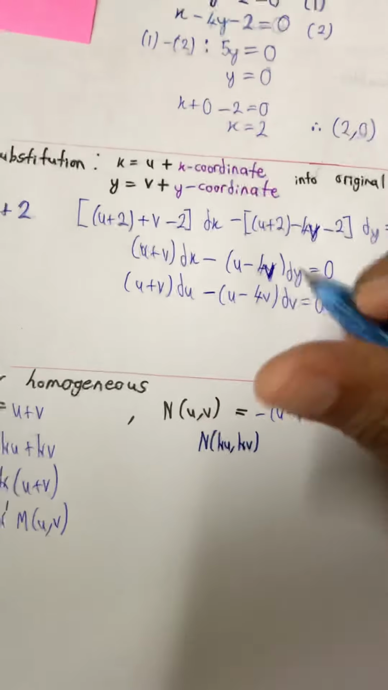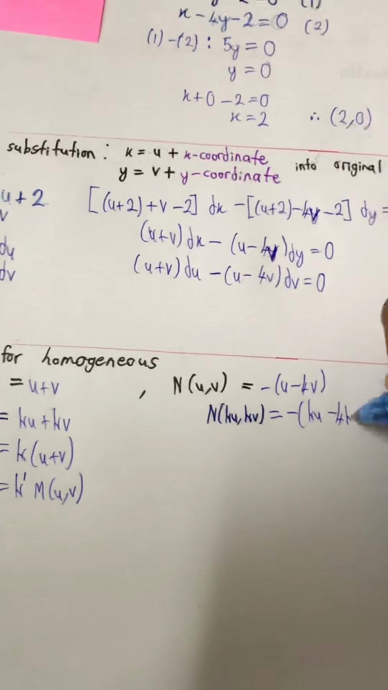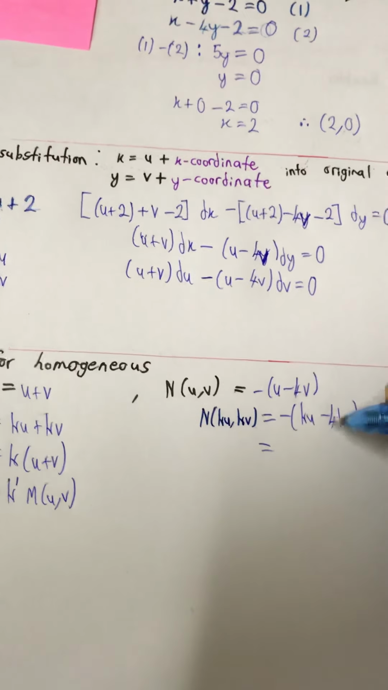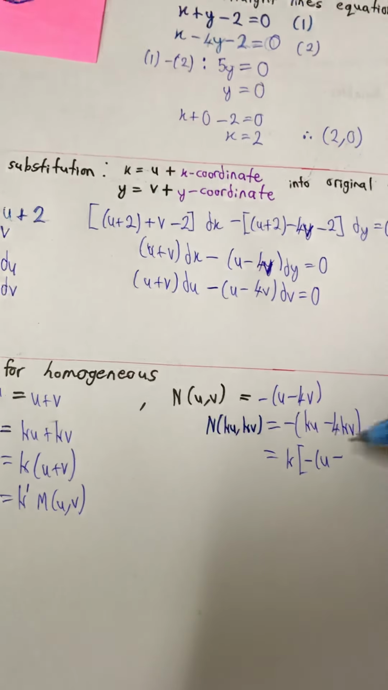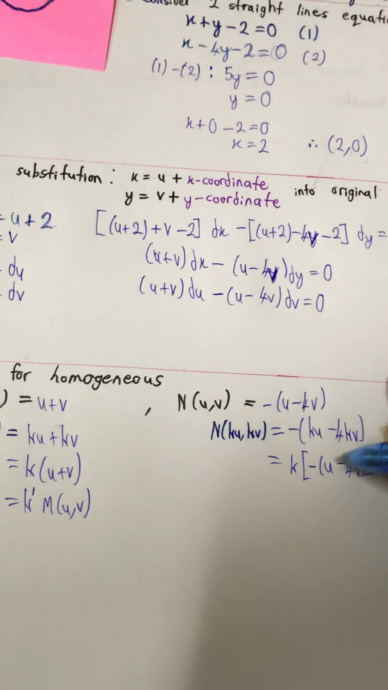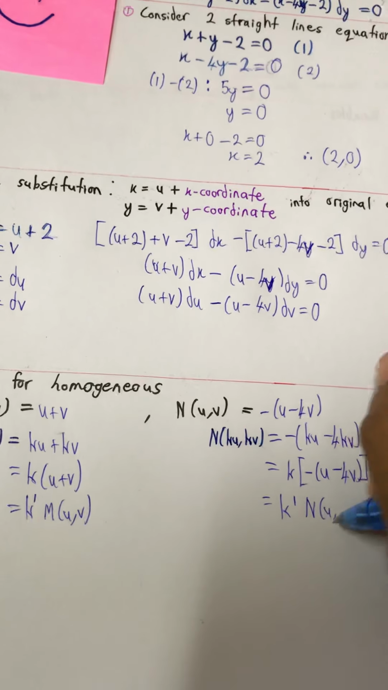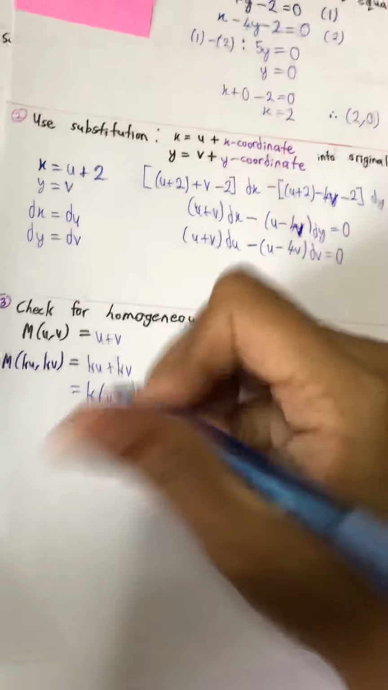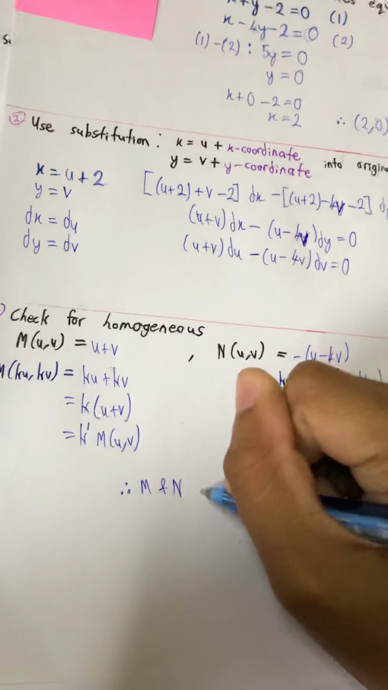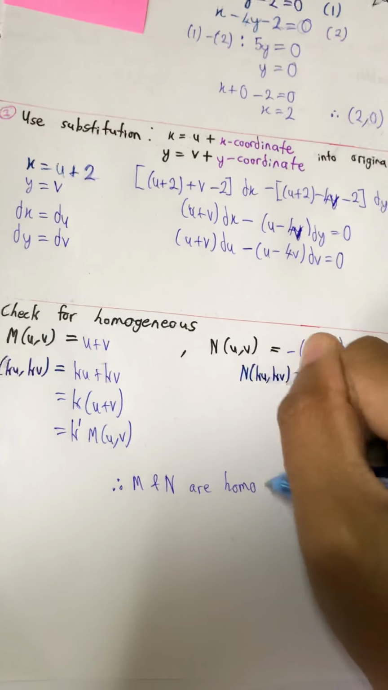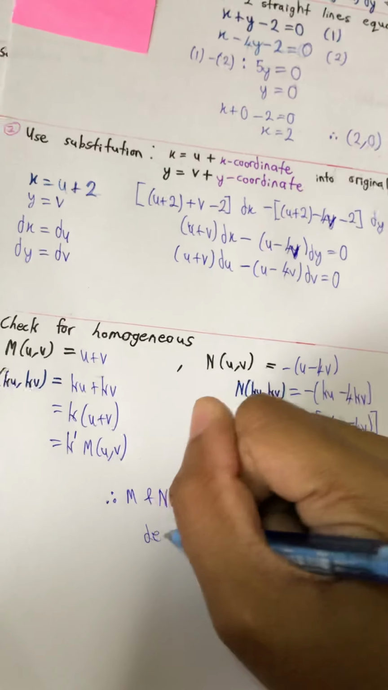So check for the N. N = -ku + 4kv, and we extract out the k, so we get k(-u + 4v), and this one is N, so equal to k to the power of 1 times N(u,v). So here it is shown that M and N both are homogeneous of degree 1.